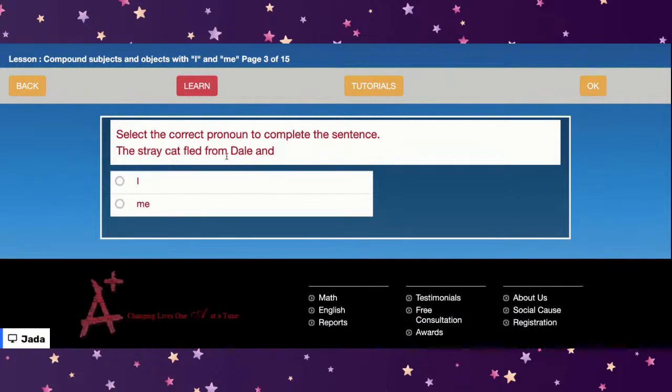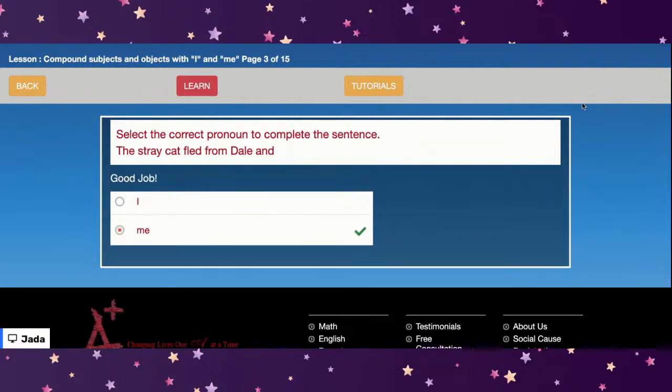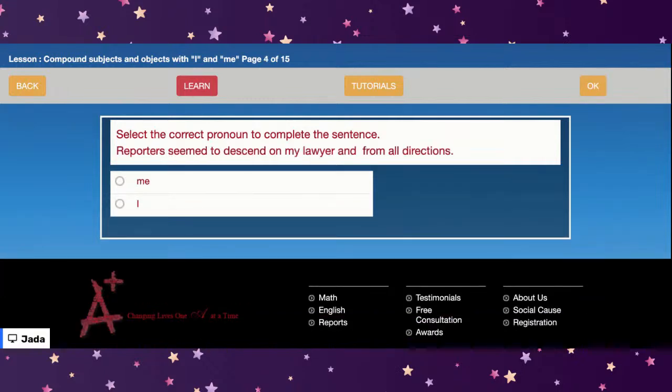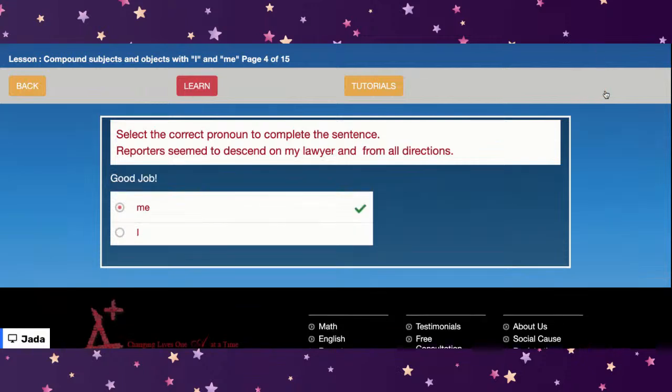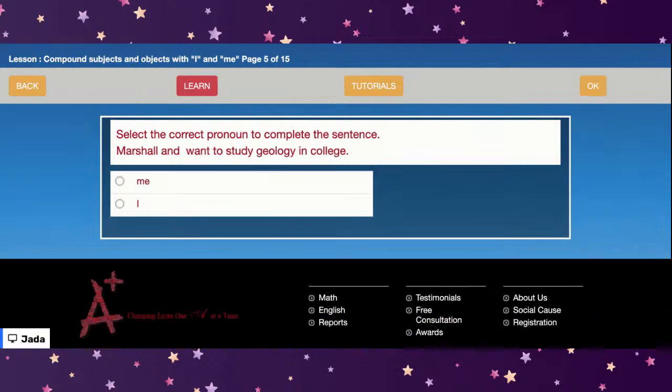The stray cats fled from Dale and me or Dale and I. Which one? The stray cats fled from Dale and me, because usually me is at the end of the sentence and I is the subject, so me is the object. Okay. The reporters seem to descend on my lawyer and me from all directions. So is it my lawyer and me or my lawyer and I? So my lawyer and me, because imagine if you say I from all directions, it doesn't make sense. So you have to make sure that you use the right one that is correct.